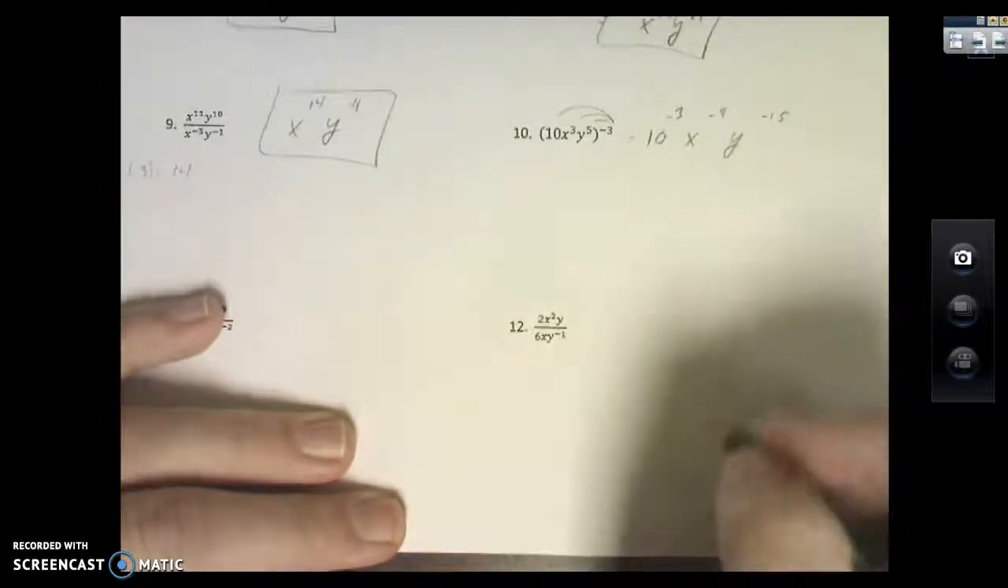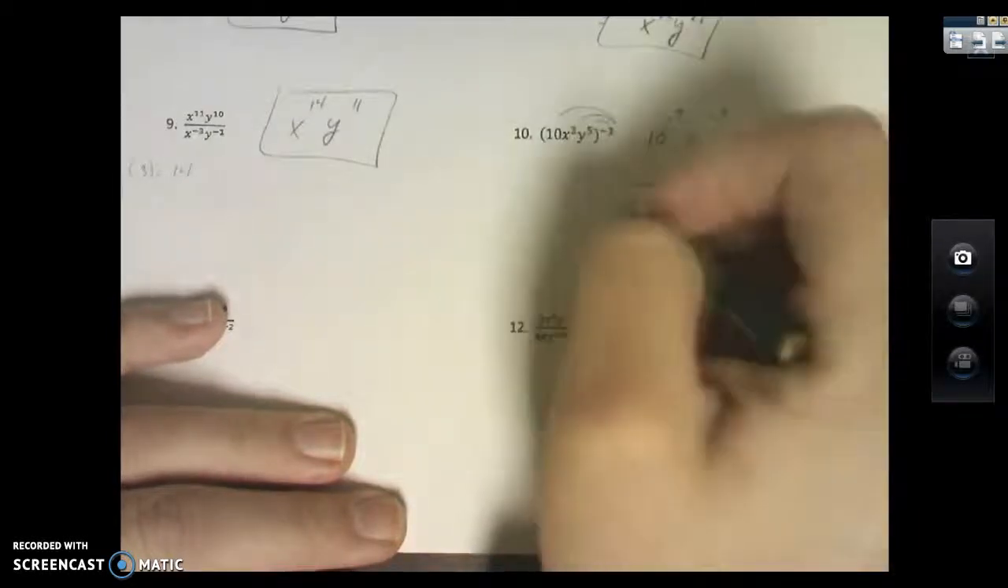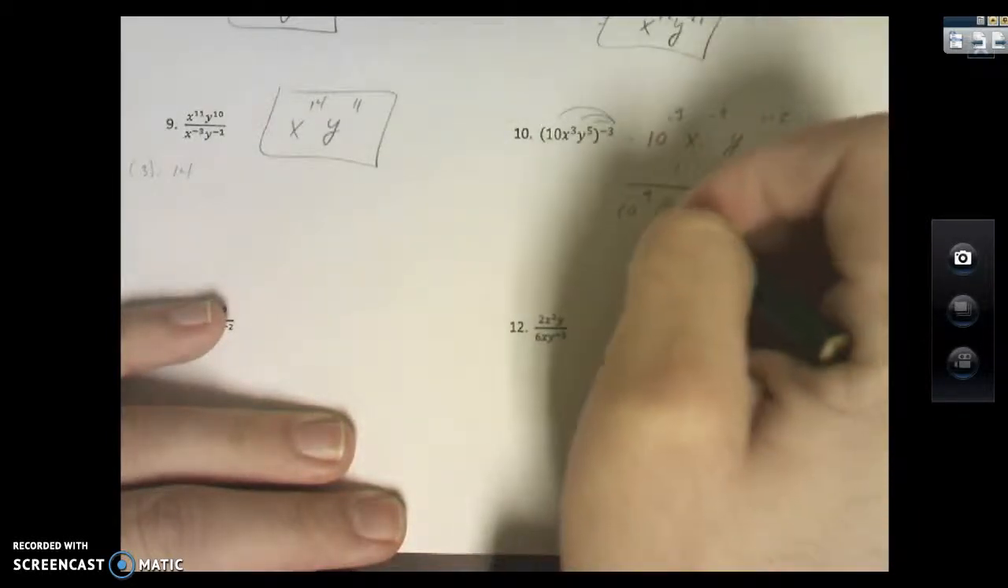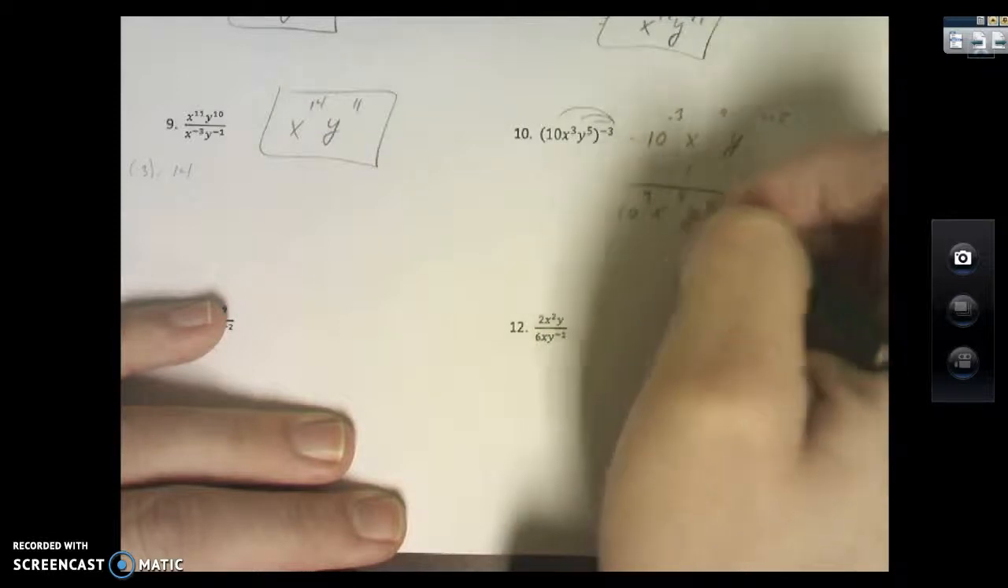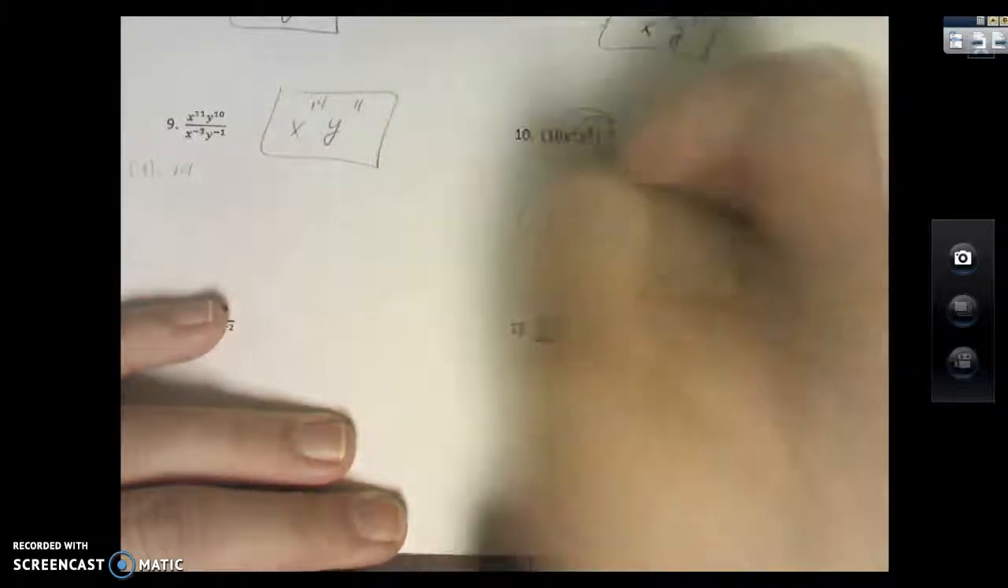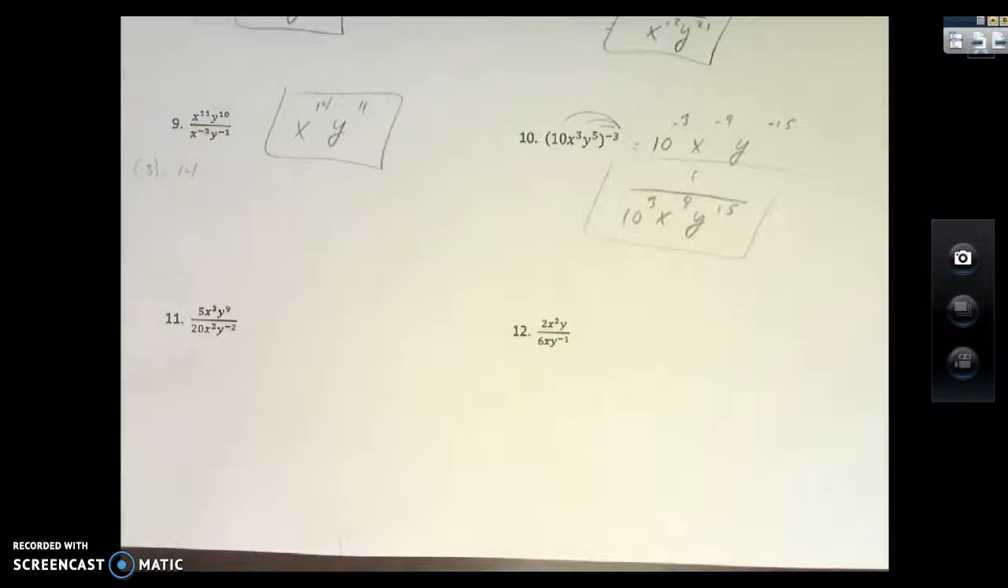So they're all negative. I'm going to flip them all. So 1 over 10 to the third, x to the 9th, y to the 15th, and we're good. If you would write 1,000 there, because 10 to the third is 1,000, it's a great idea. That works just fine. Today, I'm fine with you leaving a 10 to the third, too, because that seems to be the theme we're sticking with.